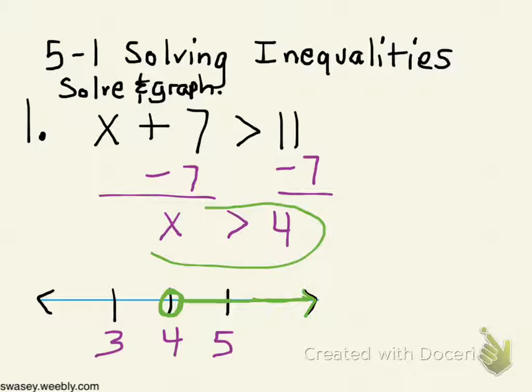So our solution is x is greater than 4, and then our graph, open circle at 4, shade to the right. Notice that when you have greater than, you're shading it to the right. You're shading it in the direction that it points. That's when your variable's on the left side.